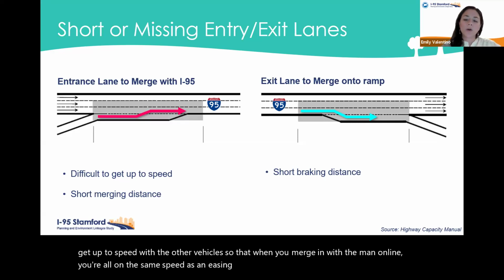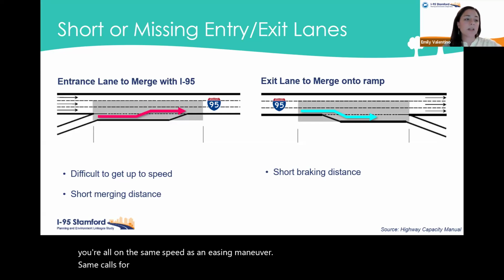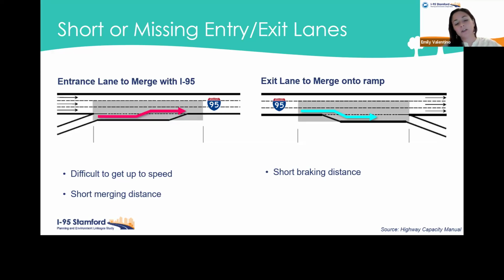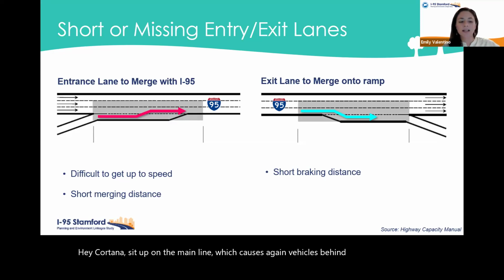Same goes for exiting. When you exit off the highway, the ramp speed is slower than the main line. So you need time to decelerate or slow your speed. And that's often done in the exit lane. But in some cases along this corridor, the space to slow down or speed up is too short. So vehicles then have to slow down or speed up on the main line, which causes, again, vehicles behind them to have to brake. And you can see an example of this on the next slide.